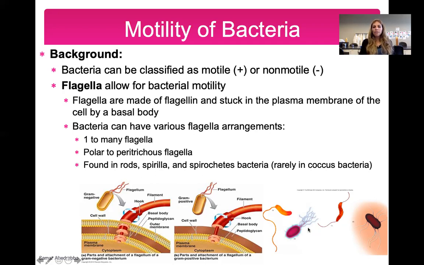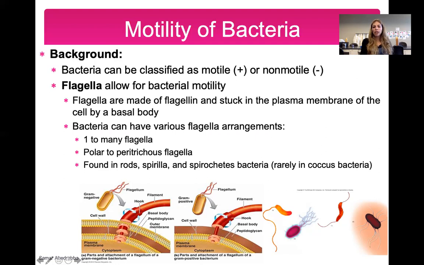Bacteria can have different flagella arrangements. They can have either just one little flagella, or they can have multiple flagella. They can have hundreds of flagella. The flagella also can be arranged polar. Polar means at an end. So you can have flagella at one end, or you can have flagella at two ends. That's what polar means. Or the flagella can be arranged all around the cell, and we call that peritrichous. So for example, when we look at the bacteria E. coli, we see flagella all around. So that's called peritrichous flagella arrangement.